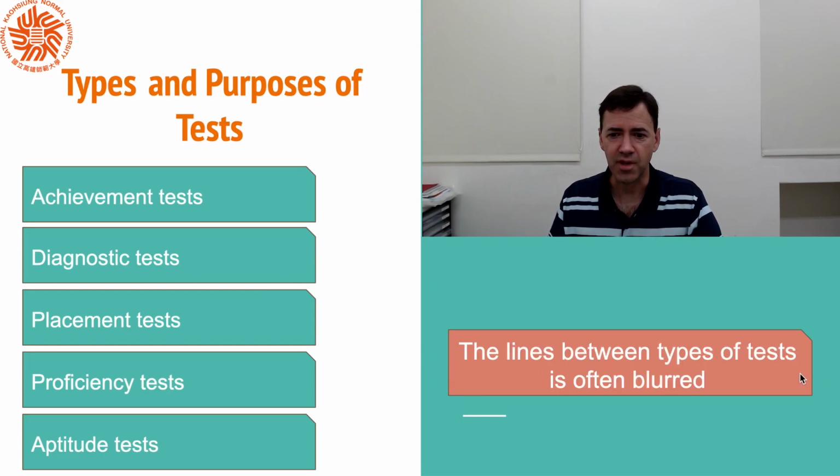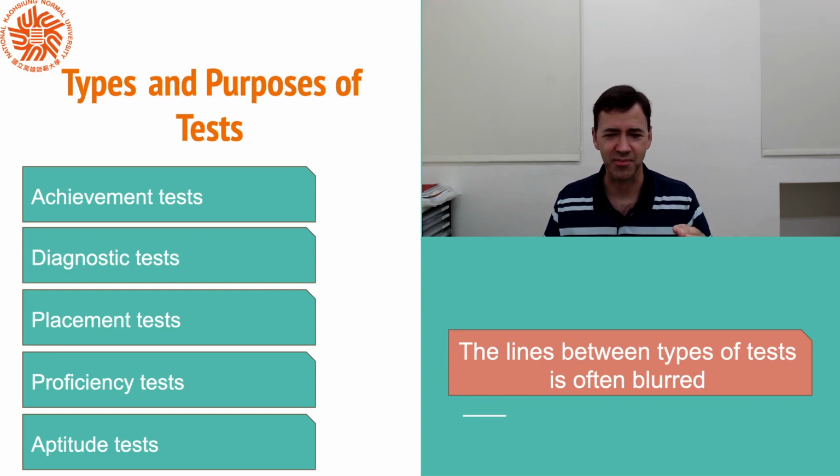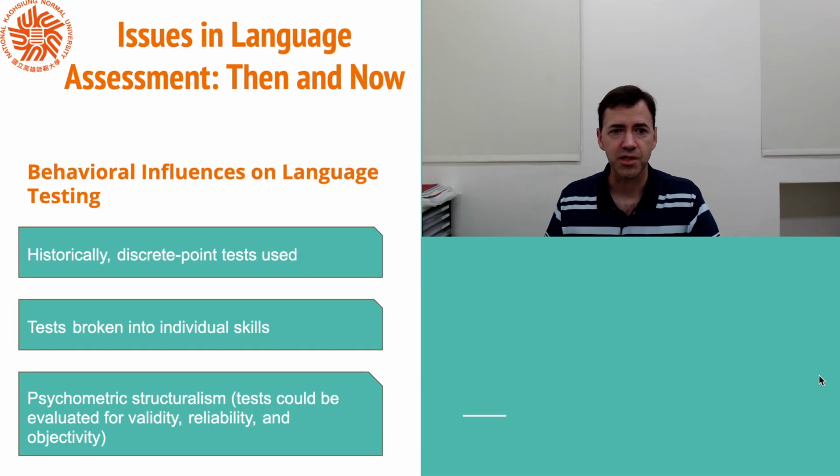Okay. And one point I wanted to make about all these tests is sometimes the line between the different types is blurred. Like achievement and diagnostic, even though they're different, there's a lot of similarities between the types, even though the purpose may be a little bit different. Placement test, proficiency test, there's a lot of similarities as well. Okay, so now we're going to move on to a little bit of history. And again, I'm going to go through this quickly.